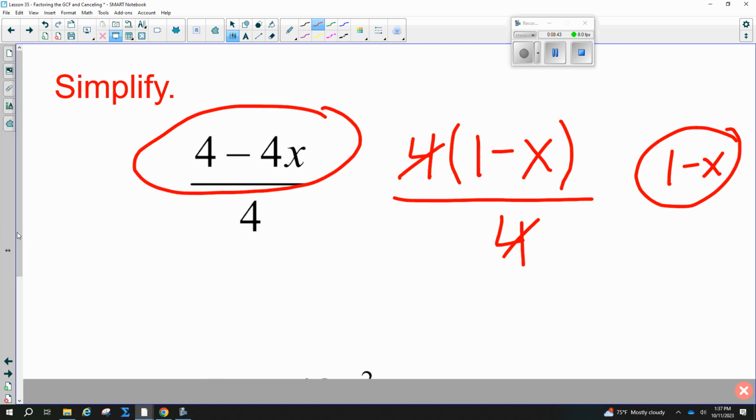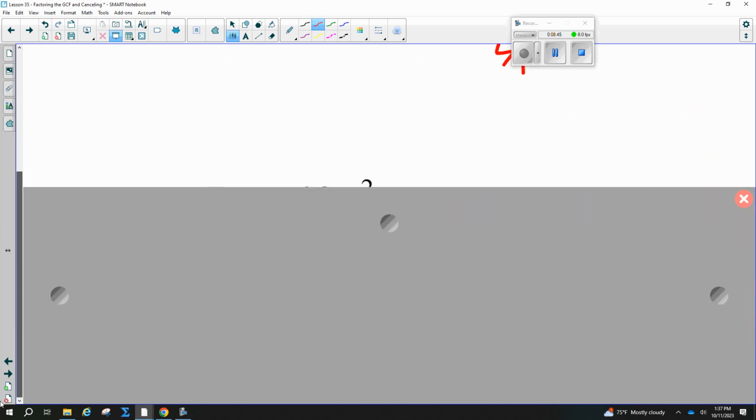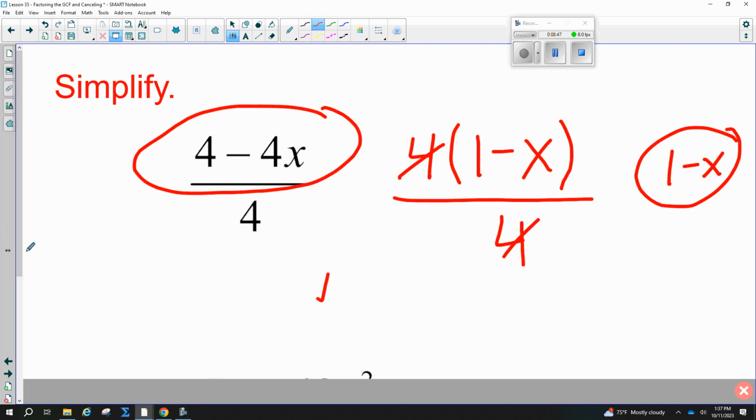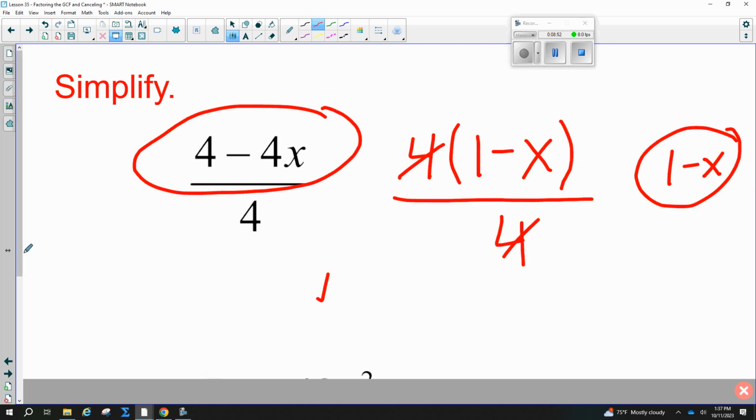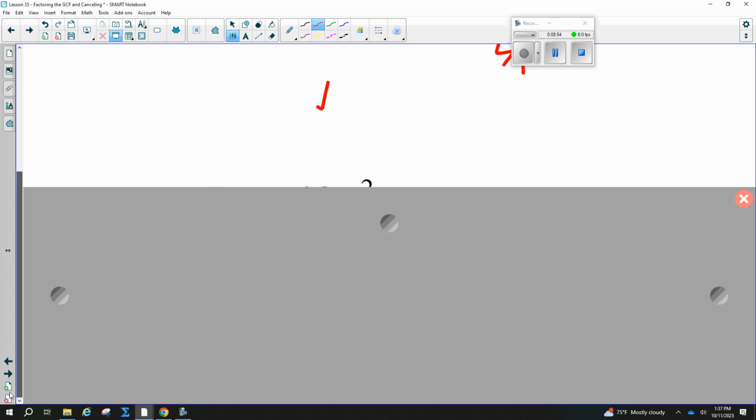All right, great job. Now on this next one, we got a factor tractor again. My board is like a little weird. There we go. Stay there.